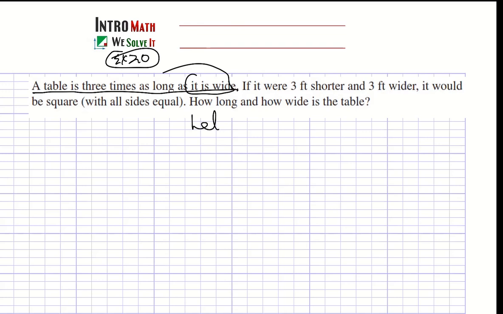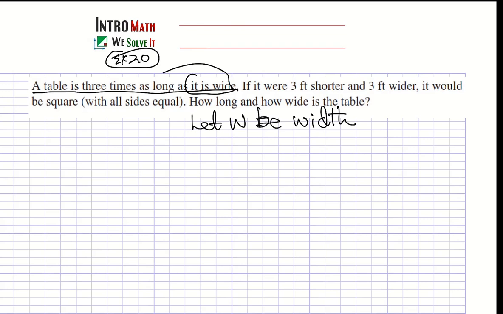So we'll say let x, it doesn't really matter what we use. We can use W for width, that way we'll know what we got when we end. Let W be the width, the width of the table.